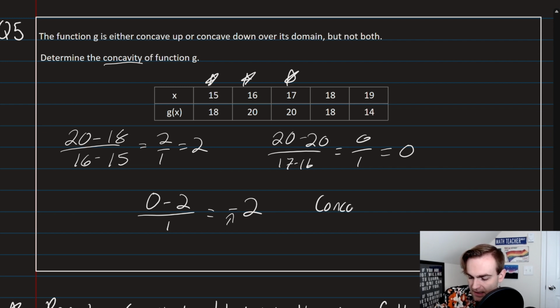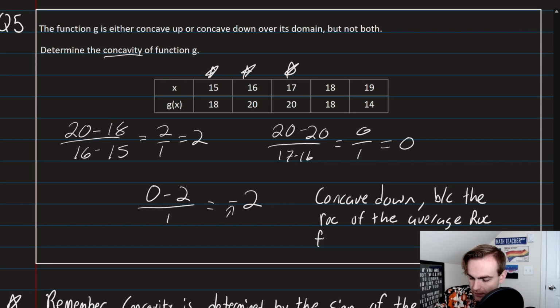So concave down. And like I said before, it's very important that we get in the habit of explaining why we're answering the way we are. So we're going to say it's concave down because the rate of change of the average rate of change for the function is negative.